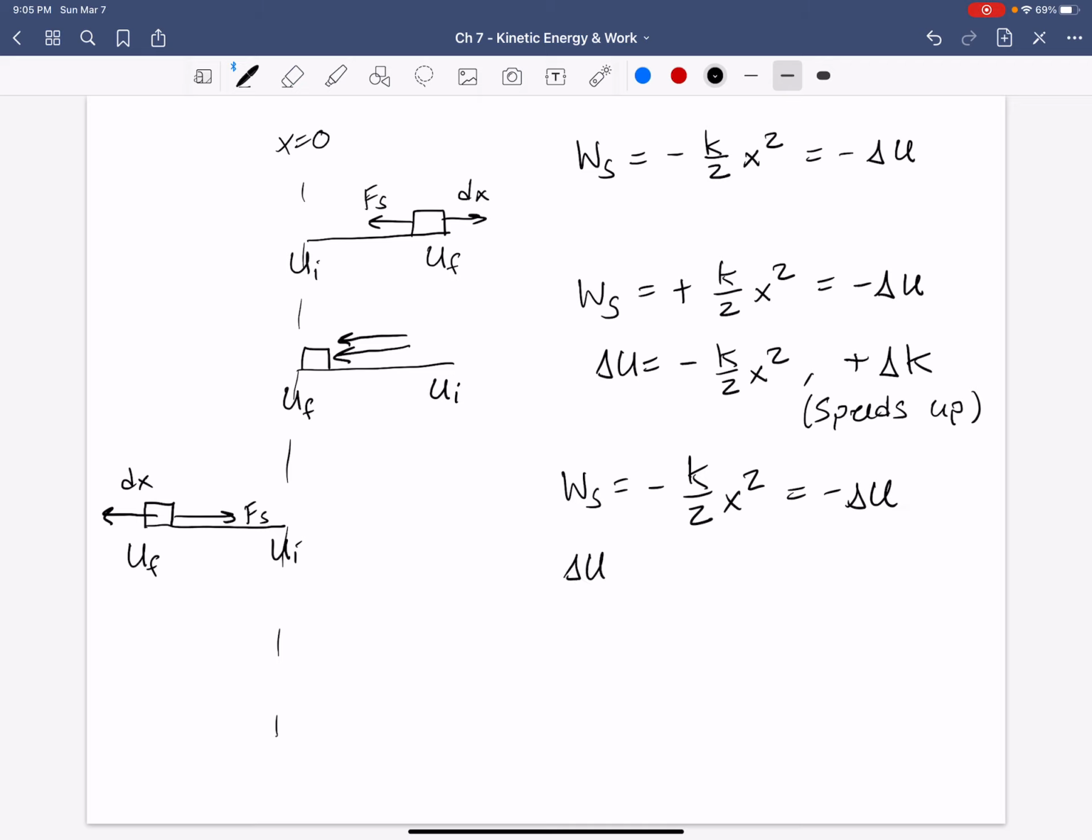Again, the delta U, though, is positive. Right? The final potential energy is greater than the initial potential energy. So we get a positive value here, like we do. And that means that it slows down to a stop. So kinetic energy is decreasing. I can actually write that. Let me jot that down. Delta K is negative.